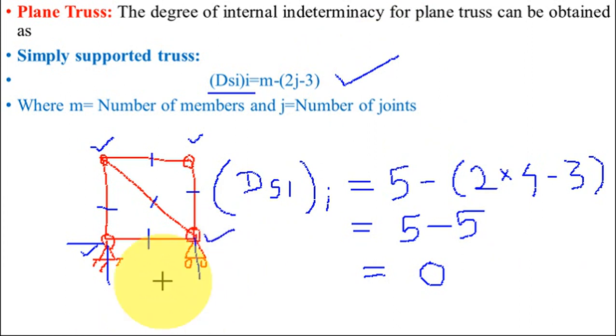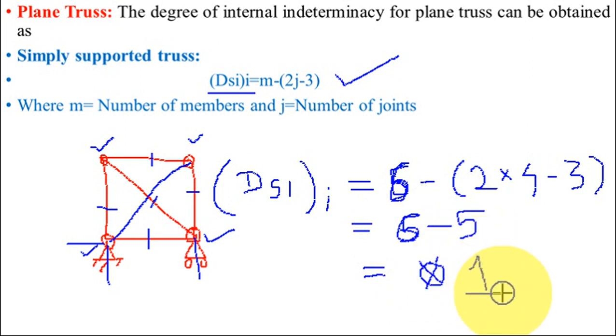Now suppose I add one more member in the same truss like this, one more diagonal member is added. Now m is equal to 6, 1, 2, 3, 4, 5, 6. So here I will write 6, number of members 6, minus 2j, joints remain the same. Joints are 4. This is an overlap. Remember, this is not a joint. 2 into 4 minus 3, so 6 minus 5. Now the answer is 1.